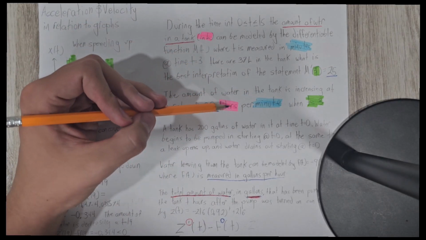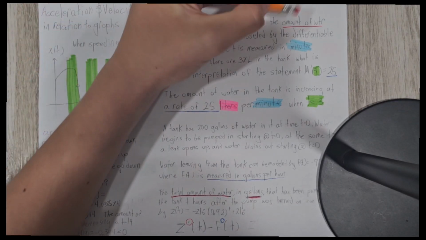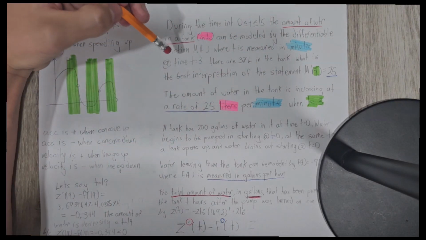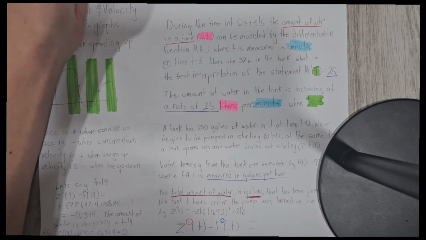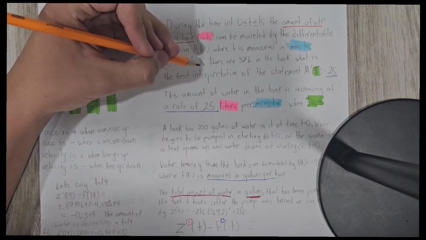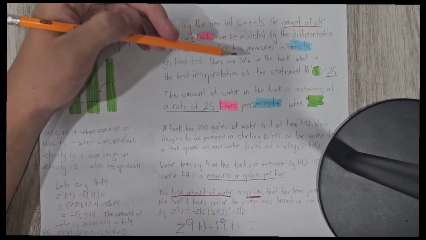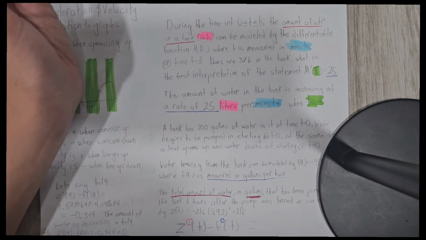So I added this liters part because this is our y, right? This function right here is basically saying if I was 3 minutes in, I would have 37 liters in the tank. That's just giving us our y value.